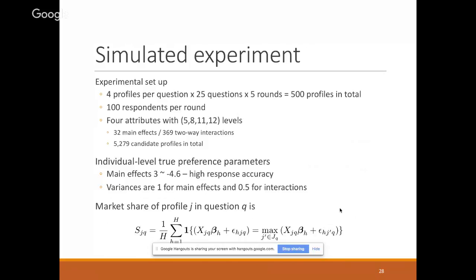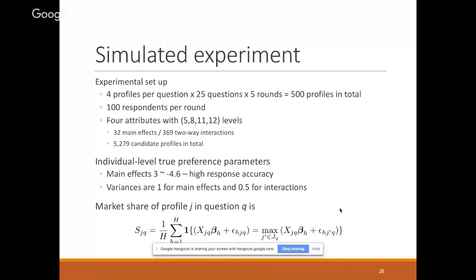And in the survey, we assumed that we ask 25 questions per round, and each question would show 4 different design profiles. Then we run 5 rounds of adaptive experiments. So in the first round, we show a random set of 25 questions. Based on the market share that we collected in the first round, we estimate the preference parameters, then we calculate our expected improvement criterion, and choose the next 25 questions for the second round. Then we repeat that until the end of 5 rounds.